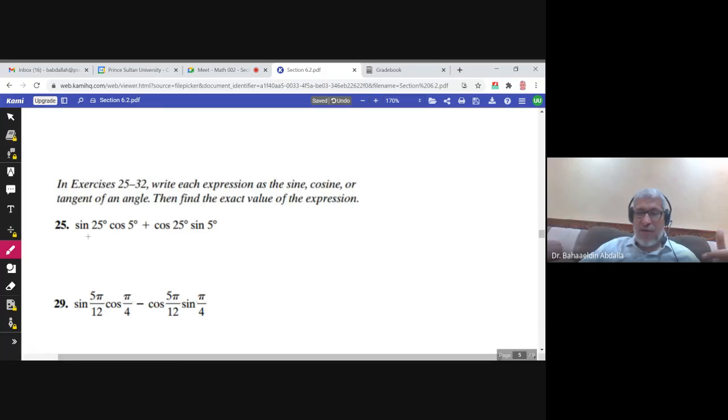Look carefully. Sine, cosine, cosine, sine. And notice that these two angles are the same, so this is alpha, and these two are the same, so this is beta. So sine cosine plus cosine sine, this is sine alpha plus beta. So it's sine 25 plus 5, so it's sine 30, and sine 30 is half.